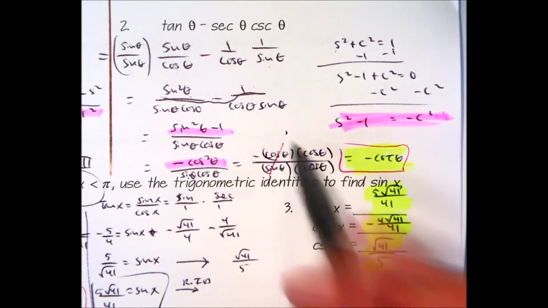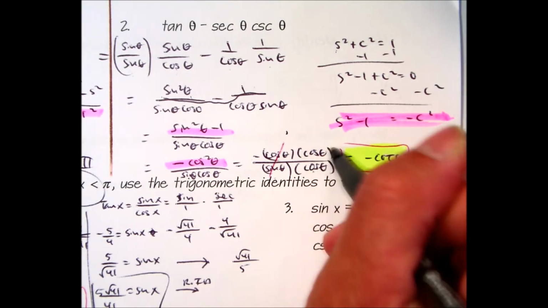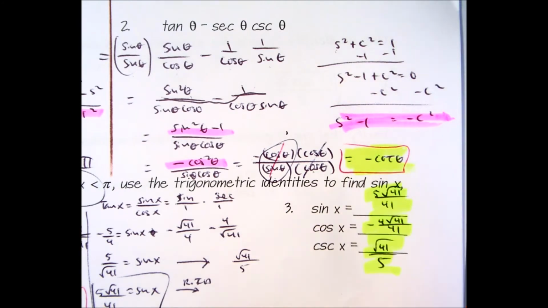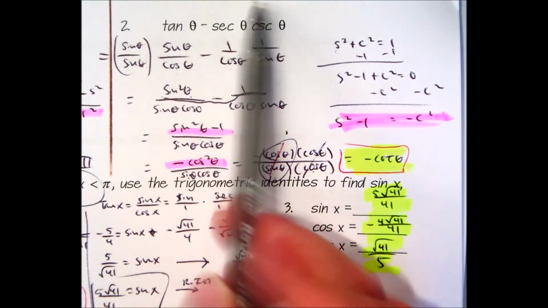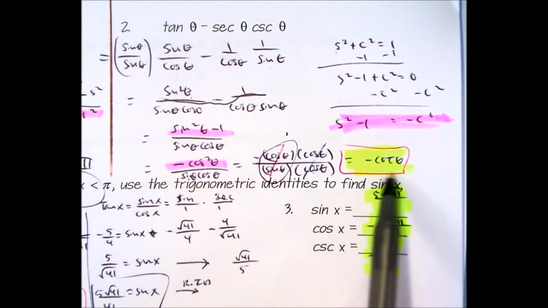What did I just do there? I meant to cross off that one. The cosines will cancel, and then you're left with negative cotangent theta. If you want to, because it said leave it in sine and cosine, you could have left it negative cosine over sine, but I thought this was nice, there's no fractions.